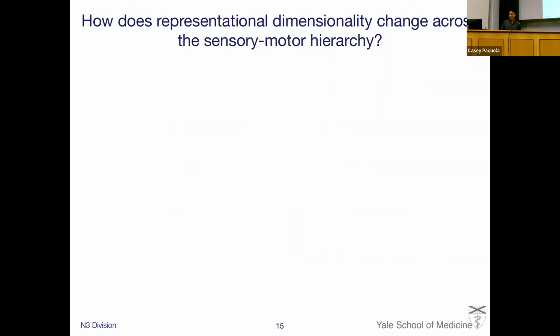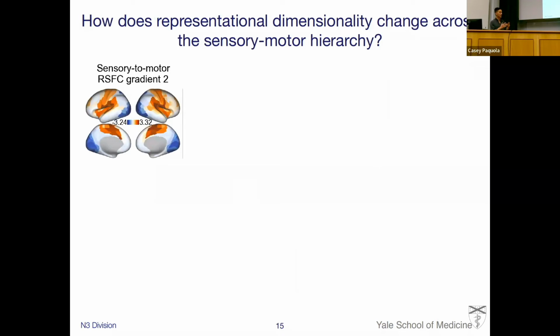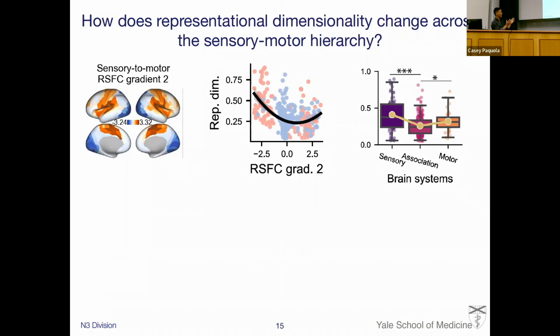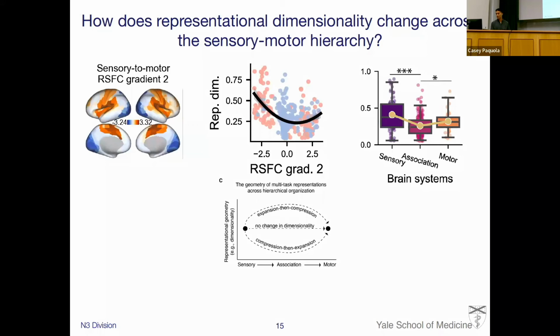And so if you were to plot the dimensionality across the greatest axis of variation of multitask representations, which is resting state FC gradient two, here you have visual regions and over here you have motor regions. You find that the best fit polynomial is a convex quadratic. What that means is that the dimensionality compresses then expands along the sensory motor hierarchy. You can group these regions into large systems and find that from sensory to association you have compression of dimensionality, and from association to motor you have expansion. In the context of these three competing hypotheses, our data is most consistent with this.